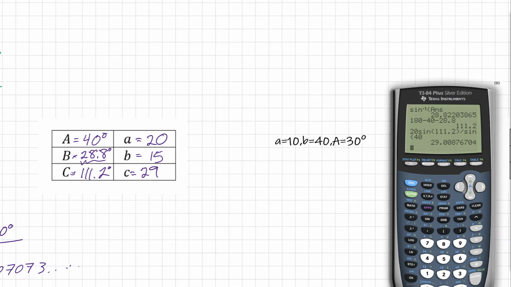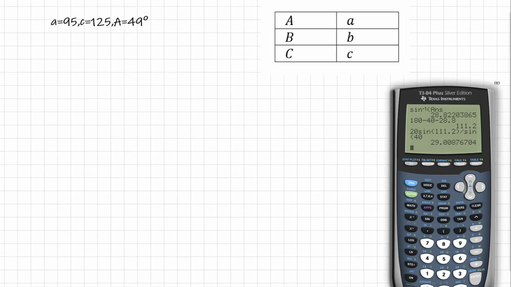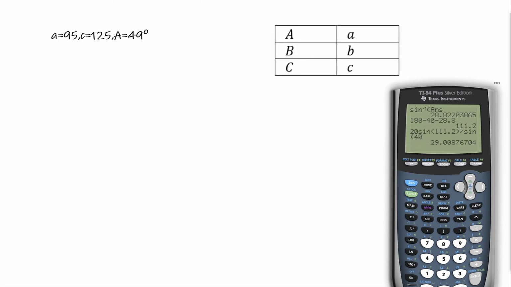Alright, let's try another one. Come up here. So we have a side, a side, and an angle again. So this is our side-side-angle case again. And when we put these together, we've got 49 degrees. And the side that corresponds with it, they won't always be A's, but we know that they have the matching letters. So the side corresponding to it is 95.